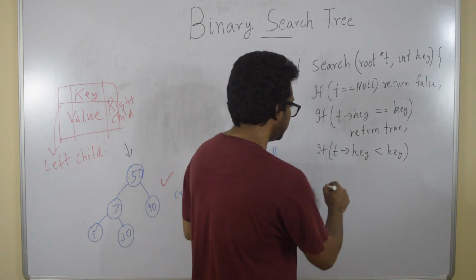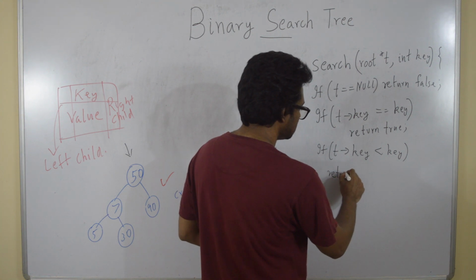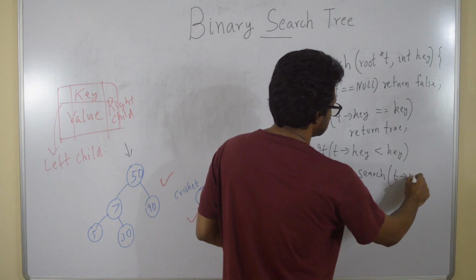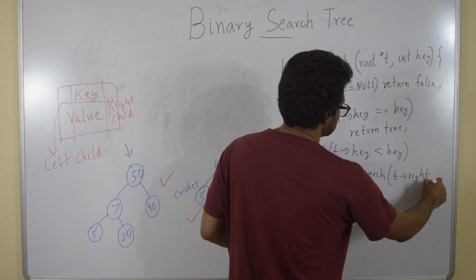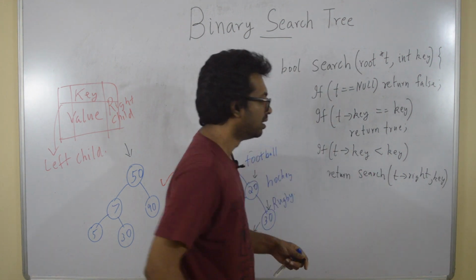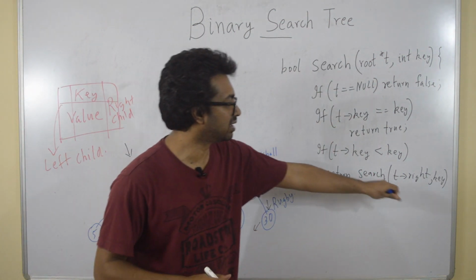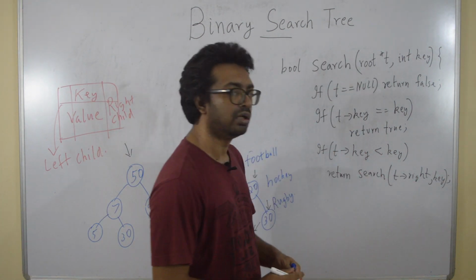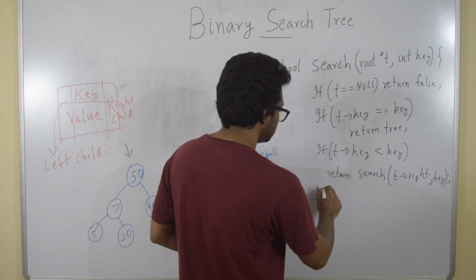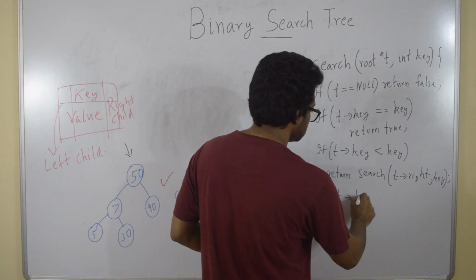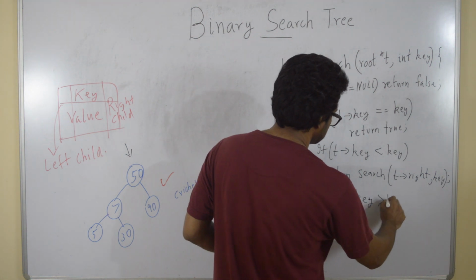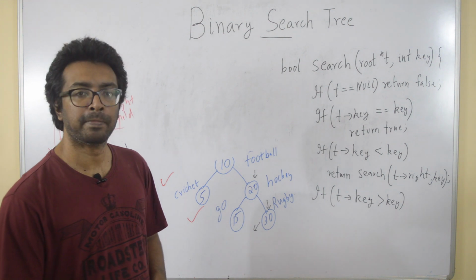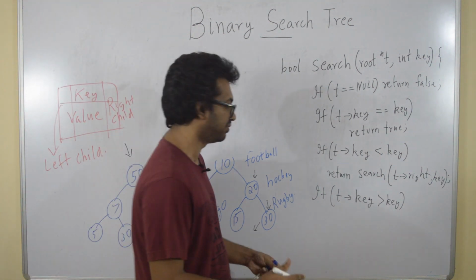So I'm going to write return search, calling search with t dot right and passing the key value key. Now the next thing is, if the key is less, then I go left.